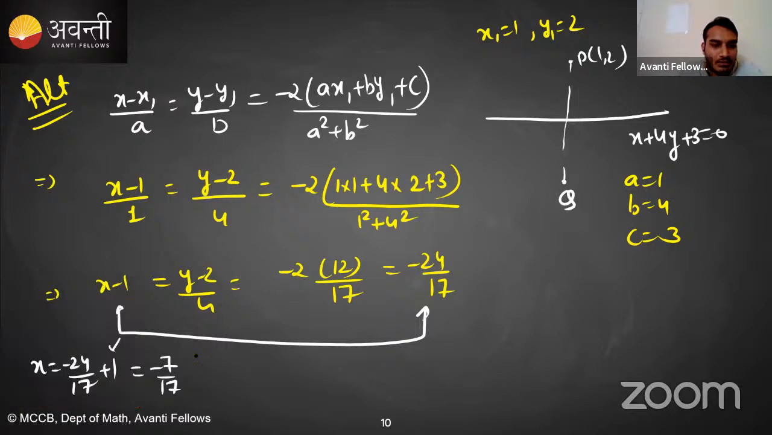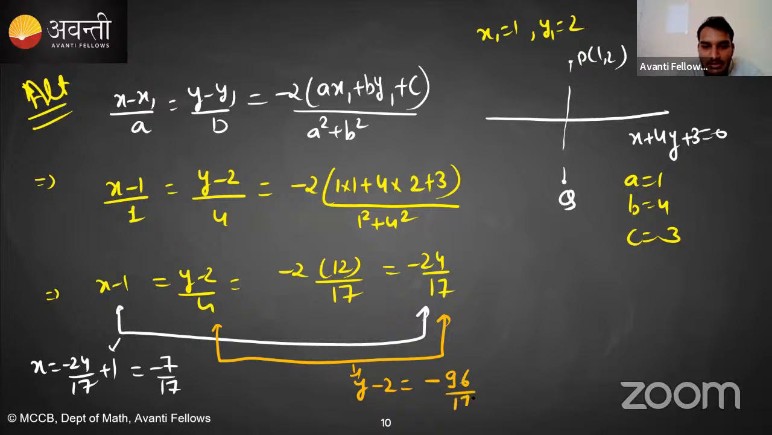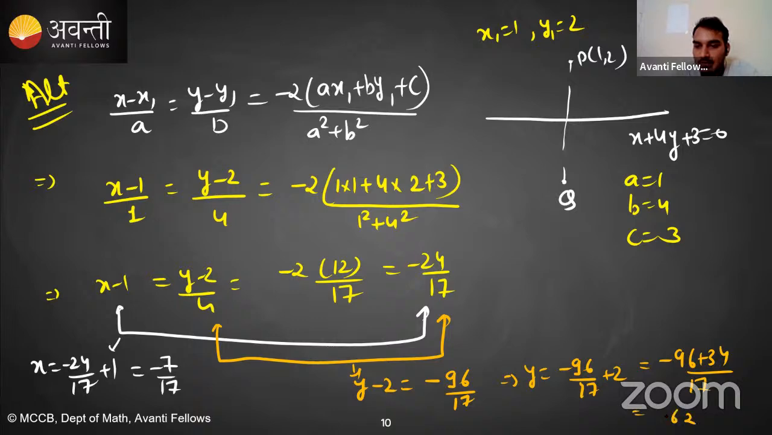Clear? So now if you compare these two to get y, how much y are you getting? y minus 2 is nothing but minus 96 upon 17. I just cross multiplied. So now how much y did we get? Minus 96 upon 17 plus 2, which is minus 96 plus 34 upon 17, which is minus 62 upon 17, right?